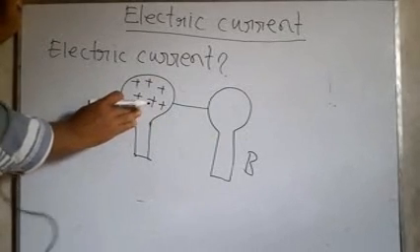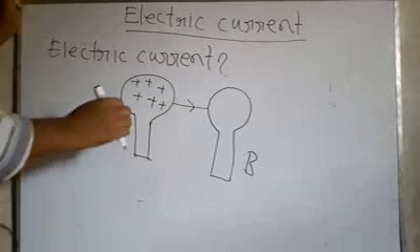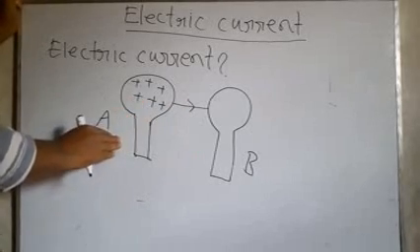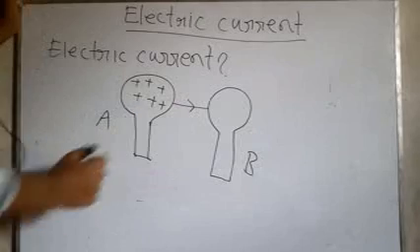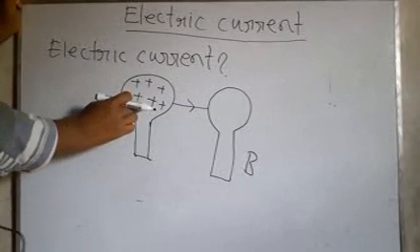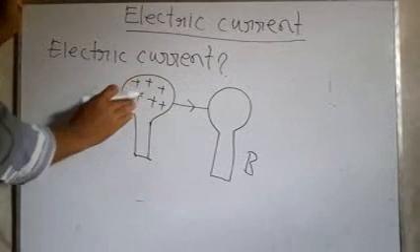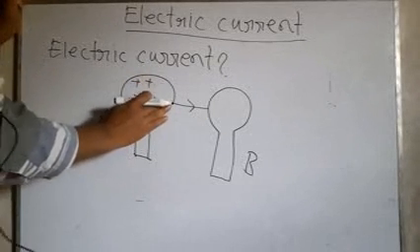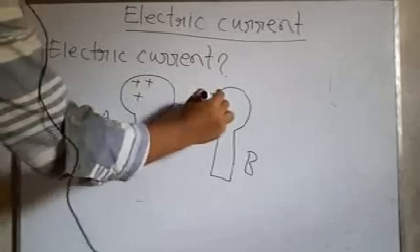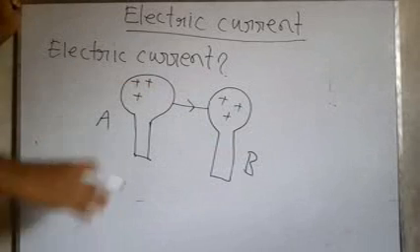Now the positive charge from body A to body B will flow, that is, positive charge is flowing from higher potential to lower potential body, and when this positive charge flows from body A to body B, the positive charge of body A will be decreased and the positive charge of body B will be increased.